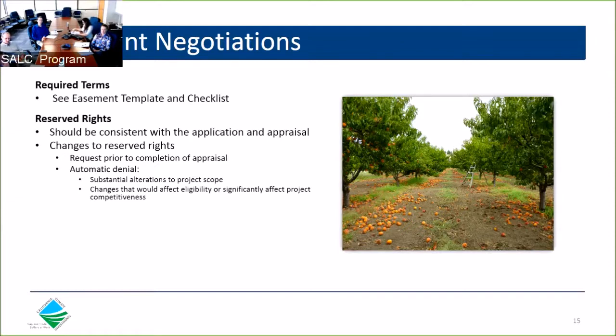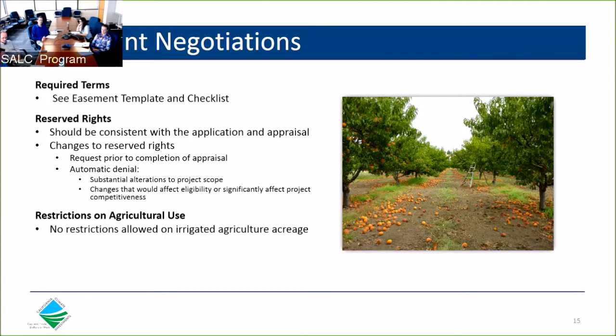Failure to integrate SALC's required easement terms or to consult with the department on reserved rights early in the easement negotiation process may result in delays to your project's closing. We want to remind grantees about our program's current policy on restrictions on agricultural use. If a property is currently in irrigated agriculture, no restrictions on agricultural use will be allowed on the irrigated agricultural acreage. If a property is in grazing, restrictions on agricultural uses will only be allowed if required by the match funder. So please be sure to consult with your grant manager if you have questions.